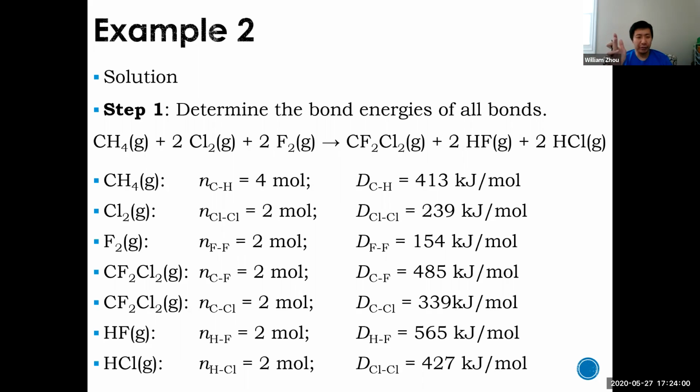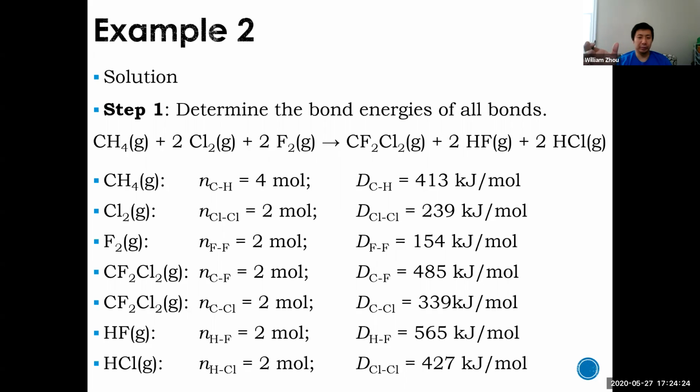Moving to the right, you have chlorine, the Cl-Cl bond, and you have 2 of those because you have 2 moles of Cl. So that's why n is 2. And the bond energy, just look on the table, 239 kilojoules per mole. And for fluorine, same story. You have 2 moles of fluorine, so there are 2 FF bonds, so 2 moles, and it's 154 kilojoules per mole.